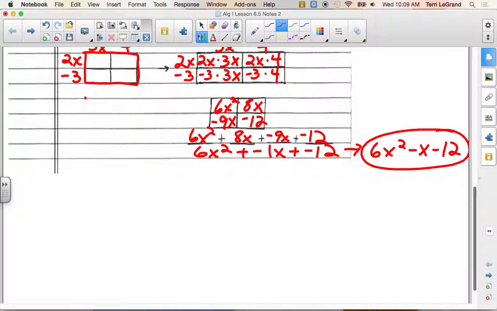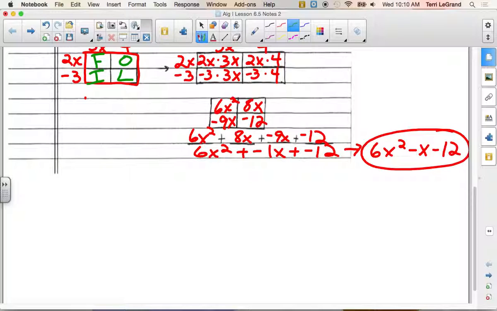So in other words, what ends up happening is we end up doing our FOIL, but just in a rectangle. There's our FOIL. The reason the rectangular method is handy is because we don't have a method for taking a binomial times a trinomial, or a trinomial times a trinomial, and they can get even bigger than that. What do we do when we have those kinds?